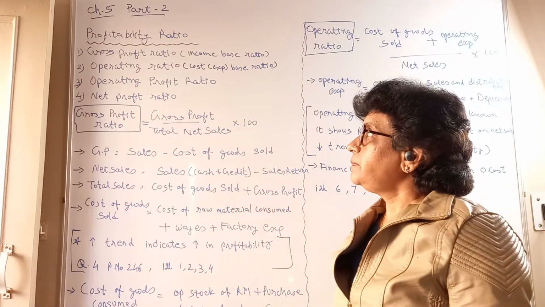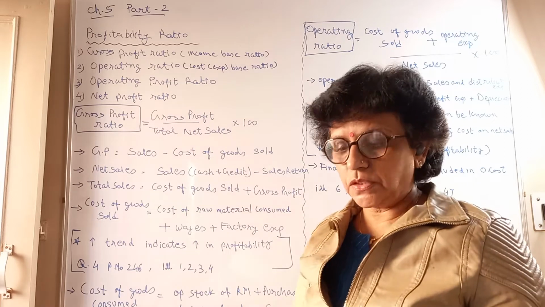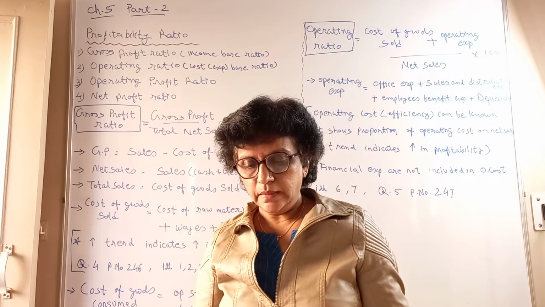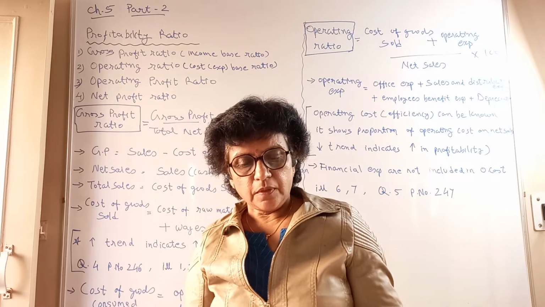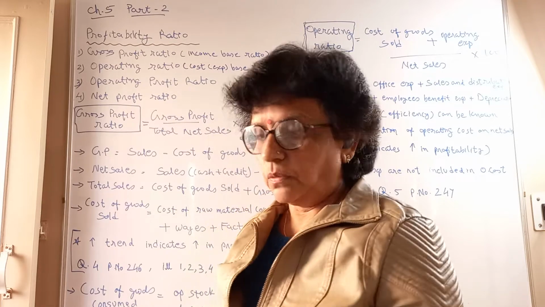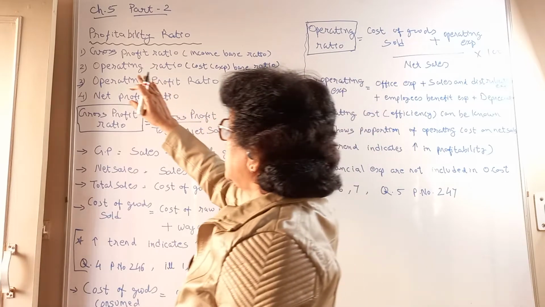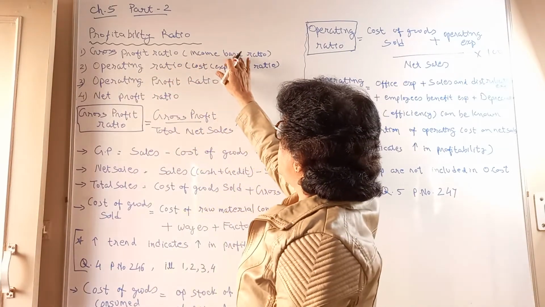Chapter number 5, part 2. We have already understood our functional classification in that liquidity ratio and efficiency ratio. Today we are going to discuss the profitability ratio. In profitability ratio, there are four things. That is the gross profit ratio, which is an income based ratio.